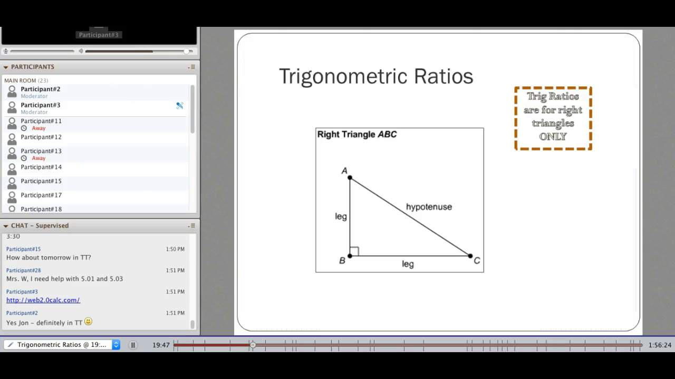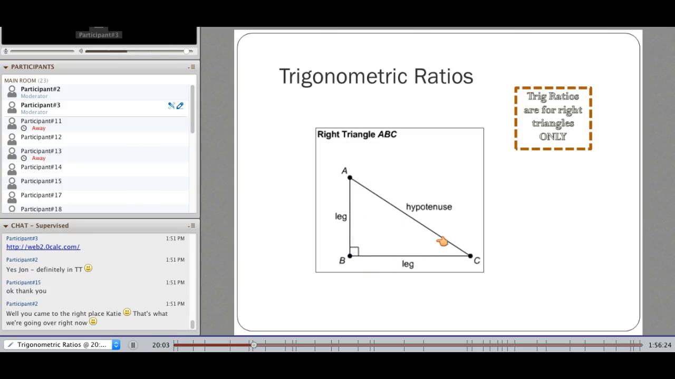Okay, so we're going to do trig ratios for right triangles only. When we don't have right triangles, then this is called the law of sines or the law of cosines, which we'll get to later in this unit. But for now, we're just working with the right triangles. So we have 2 legs and a hypotenuse, and our right angle is directly opposite the hypotenuse.